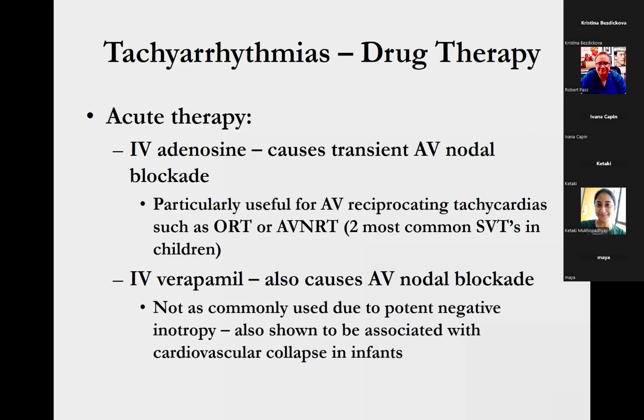When we're talking about acute therapy, we think about adenosine. The reason that we use adenosine is that, first of all, importantly, it causes transient AV nodal blockade. It's particularly useful for any arrhythmia that involves the AV node. So any kind of AV reciprocating tachycardia, such as patients who have orthodromic reentrant tachycardia or patients who have AV nodal reentrant tachycardia, which of course are the two most common forms of SVT in children, IV adenosine can be very helpful in terminating an arrhythmia.